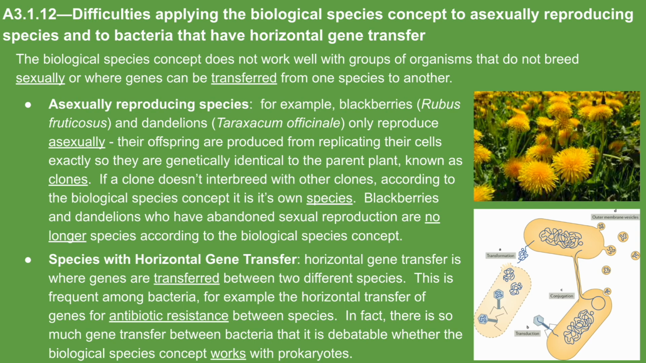Difficulties applying the biological species concept to asexually reproducing species and to bacteria that have horizontal gene transfer. The biological species concept doesn't work well with groups of organisms that don't breed sexually or where genes can be transferred from one species to another. So if we're saying that a species is a group of organisms that can breed and produce fertile offspring, what happens if they're asexually reproducing?